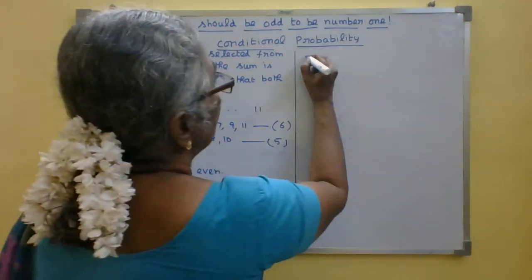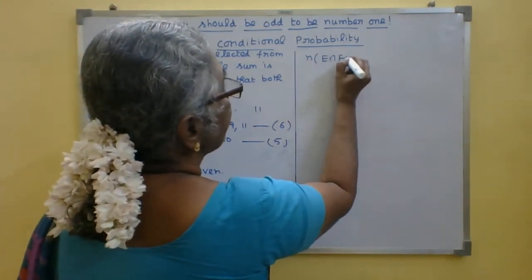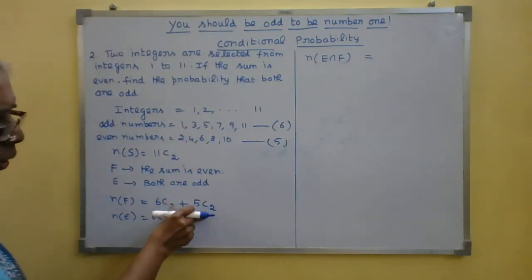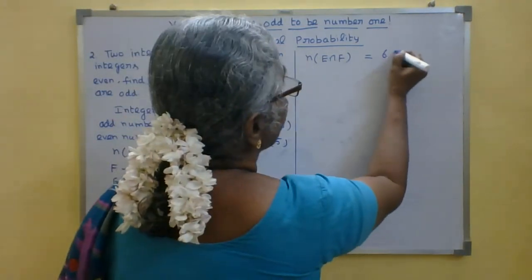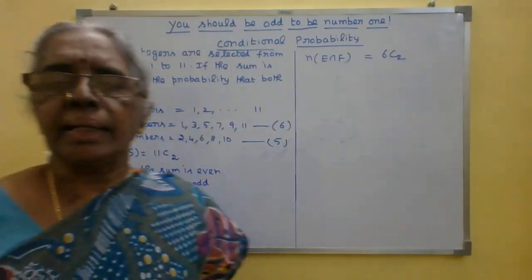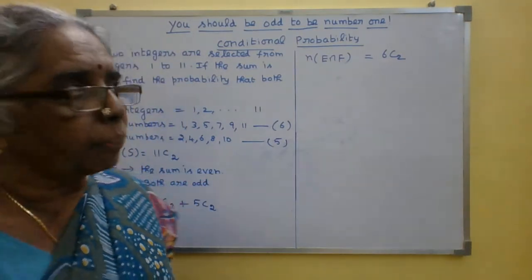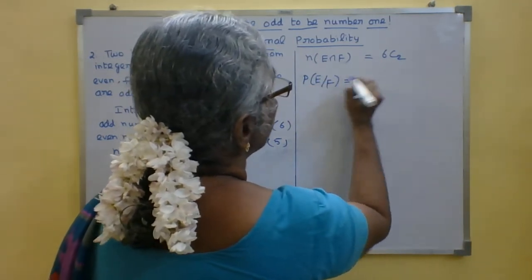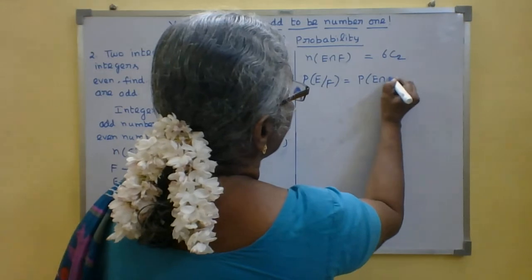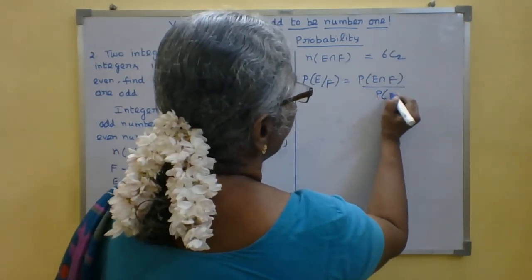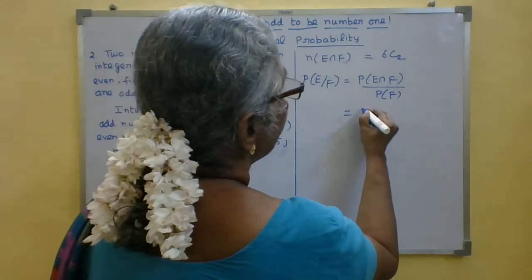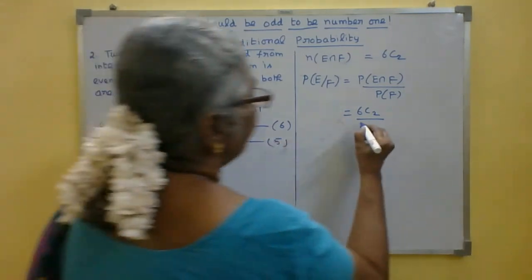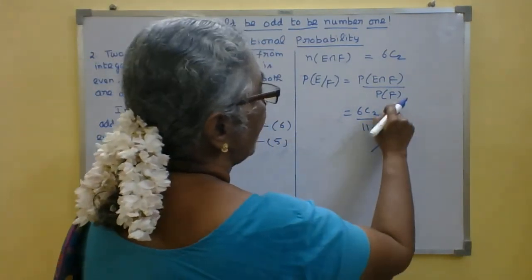Now let me come to n(E intersection F). Now you see, here you have 6C2, here you have 6C2 and also an addition. So the intersection is only 6C2. So now n(E intersection F) is also 6C2 here. Now let us come to the formula. You have P(E given F) is equal to P(E intersection F) by P(F). Okay. So now I will get n(E intersection F) by, I have to write my n(S), which is 11C2, by P(F).